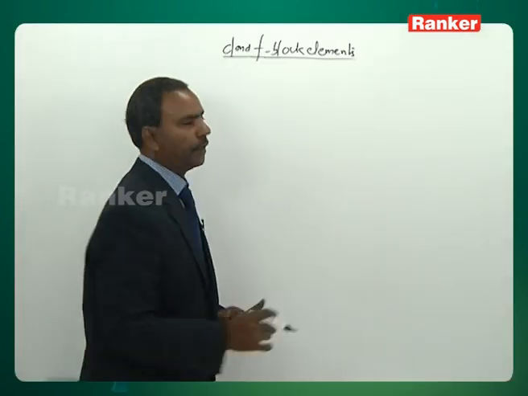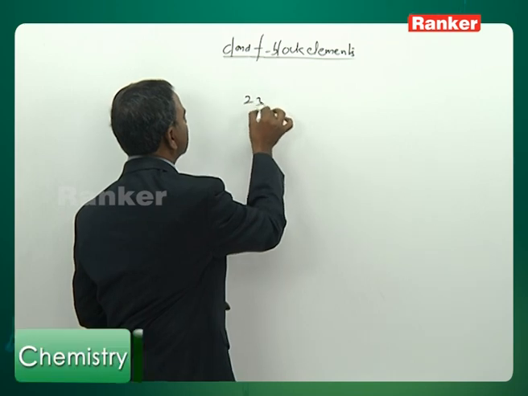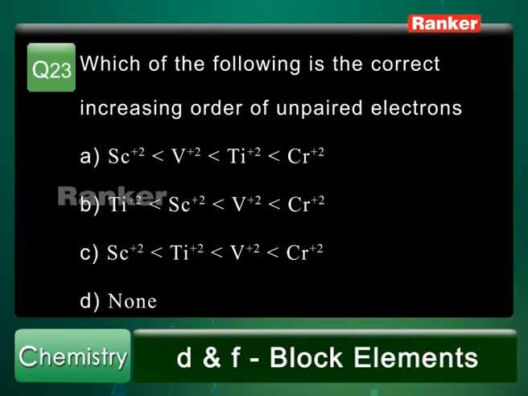Coming to question number 23. Which of the following is the correct increasing order of unpaired electrons? Yes, before this also this type of question has come. Wherever such a question appears, take the ions first. See the unpaired electrons in the following. Then you go for the options. If you directly go and check the answers, there is a little bit of confusion. What are given there? Scandium plus 2, vanadium plus 2, titanium plus 2, chromium plus 2. These are the 4 ions.